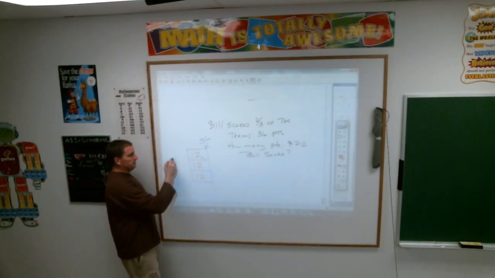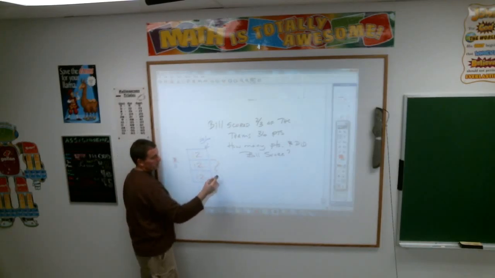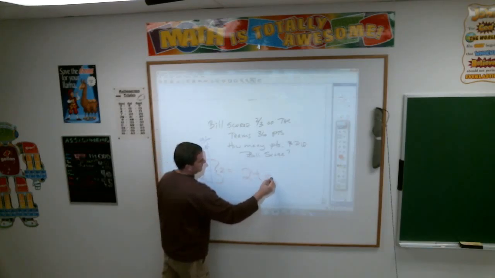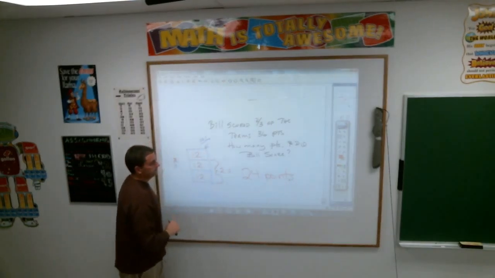And the top number tells me how many of those 12 pieces I get, which is 2 of them, which ends up being how many? 24. 24 points.